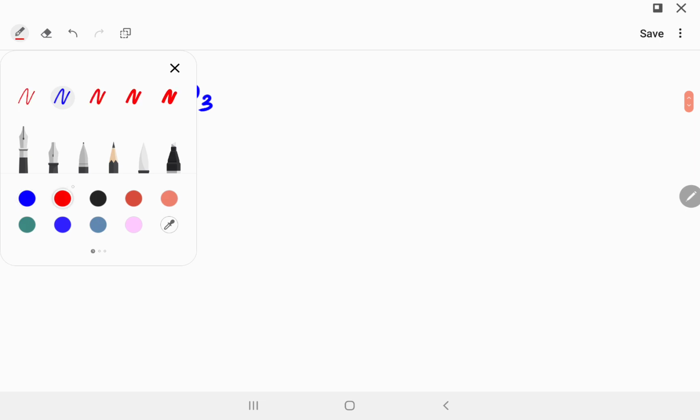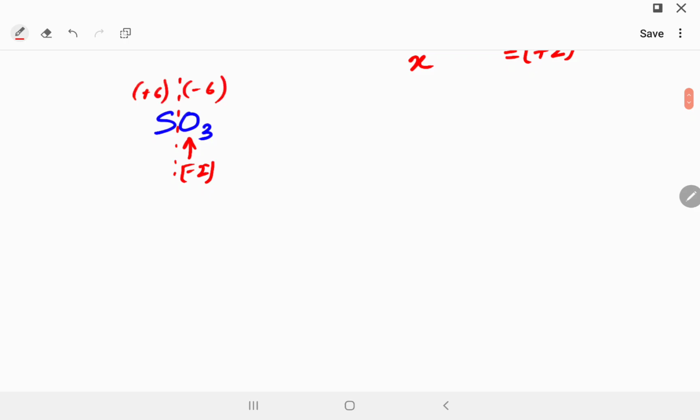Let's take sulfur trioxide, SO3, as an example. Let's try to calculate the oxidation number of sulfur. Oxygen is usually -2, and you have 3 oxygens, so that will be -6 on this side, just like when you calculate charges. Remember, each oxygen is -2. So sulfur should bring +6 to the table. Therefore, the oxidation number of sulfur is +6.